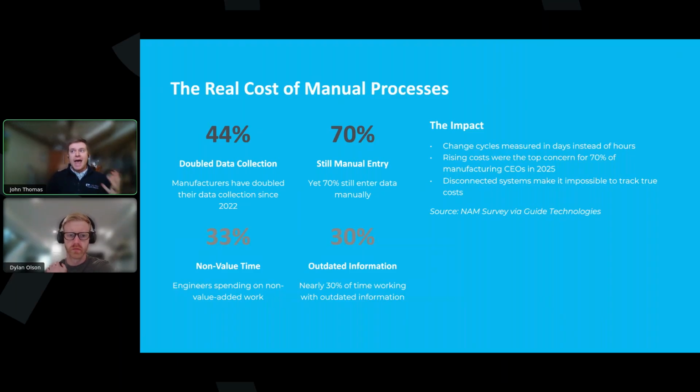44%, almost half of manufacturers have doubled their data collection since 2022. Everyone's understanding the importance of good data, of being able to collect data. Problem is, 70% of manufacturers still enter that data manually. So there's more data and more issues about being able to get that data over.